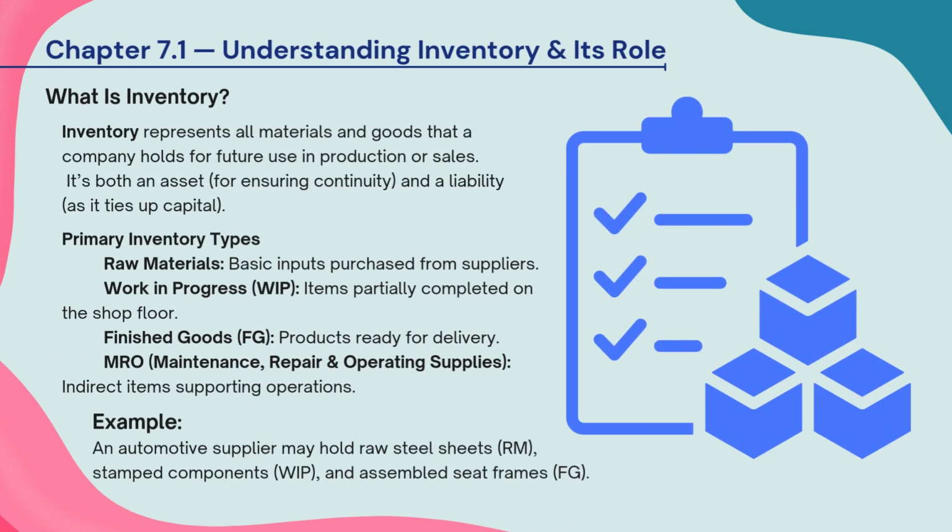Inventory includes materials and goods held for future production or sales. It's both an asset, which ensures continuity, and a liability, which ties up capital. For example, an automotive supplier may hold raw materials, work in progress, and finished goods. The main inventory types are raw materials, WIP, finished goods, and MRO supplies. Effective inventory management ensures smooth operations and cost control.